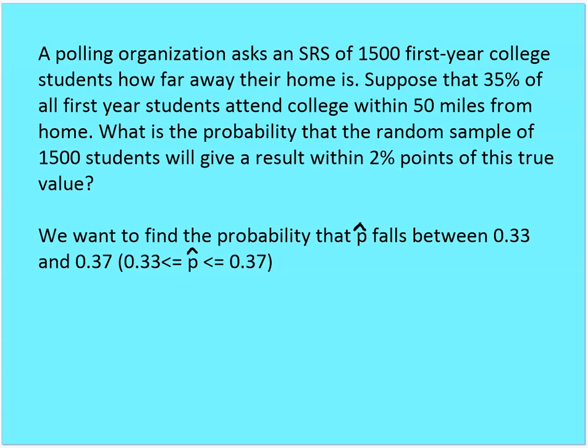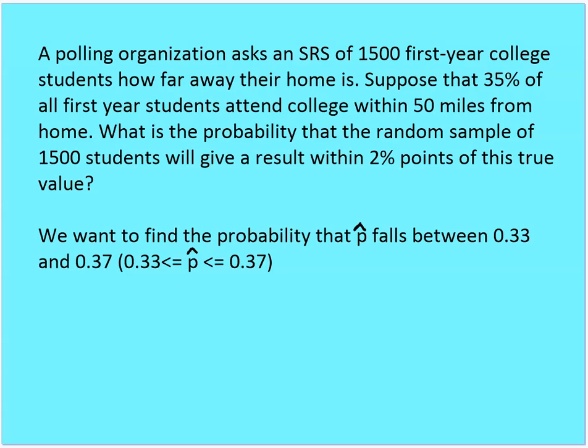All right, so let's go through an evaluation. As an example, a polling organization asks a simple random sample of 1,500 first-year college students how far away their home is. We're going to suppose 35% of all first-year students attend college within 50 miles from home. So that's the population proportion.